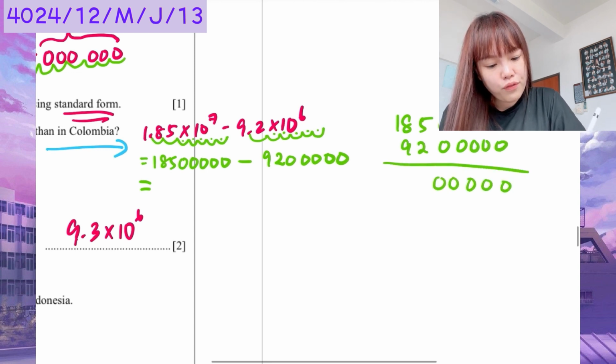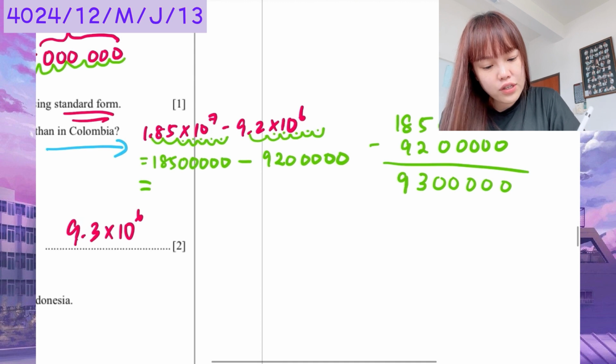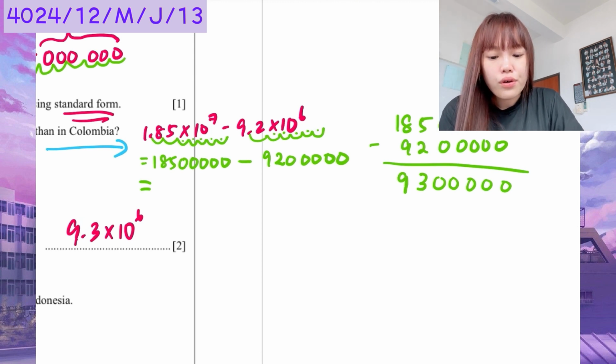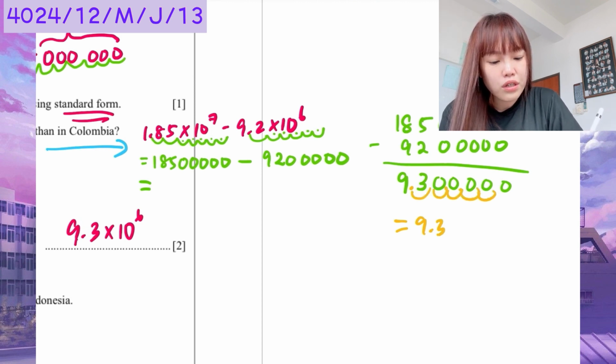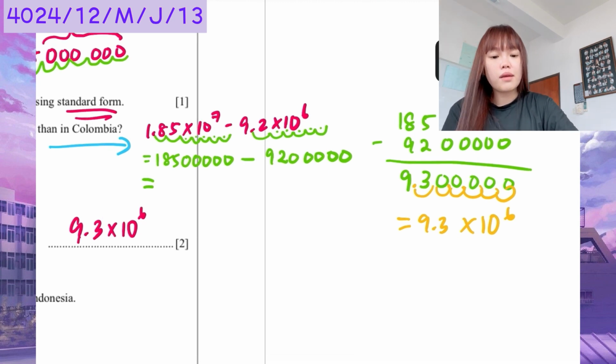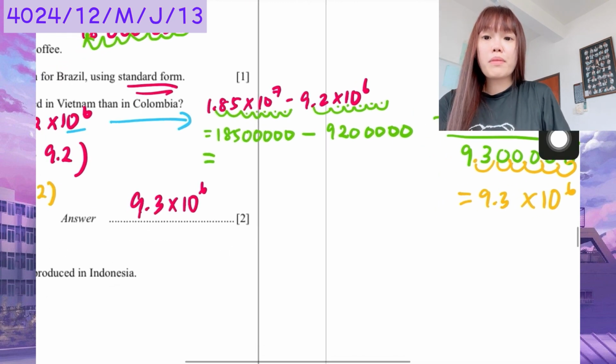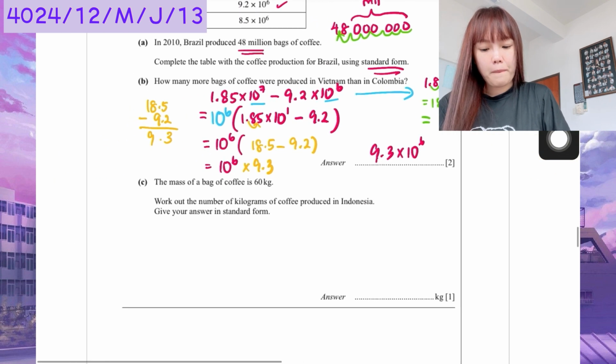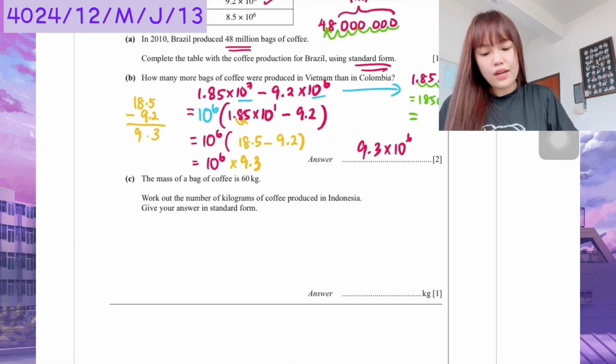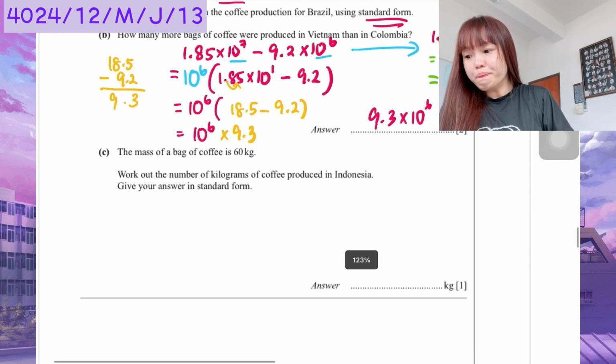One, 2, 3, 4, 5. You minus this one 3, this one 9. Okay, so you change this to standard form 9.3, and then how many decimal places? 1, 2, 3, 4, 5, 6 times 10 to the power 6. You will still get the same answer. Whichever method is also okay. That's for part B.